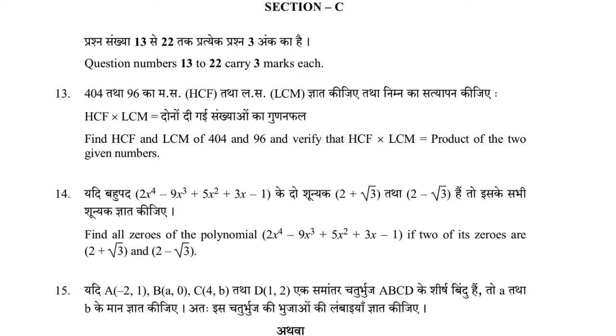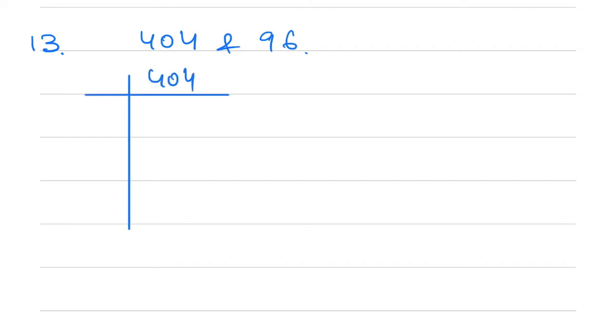13th question. In this we have to find the LCM and HCF of 404 and 96, and we need to verify that LCM into HCF is equal to product of two numbers. So here we need to find out LCM and HCF of 404 and 96. We can factorize these first. 404, so 202, then again we have 2, 101. 101 is a prime number.